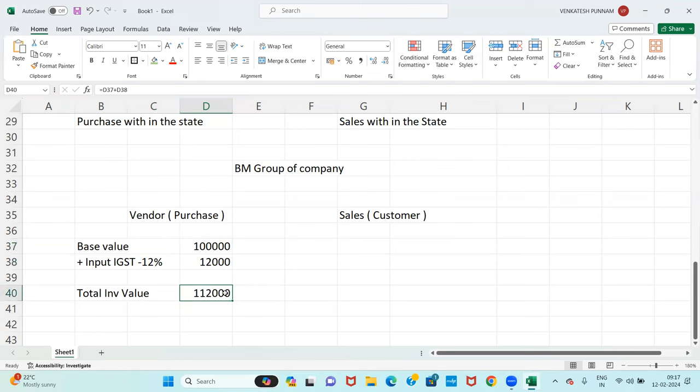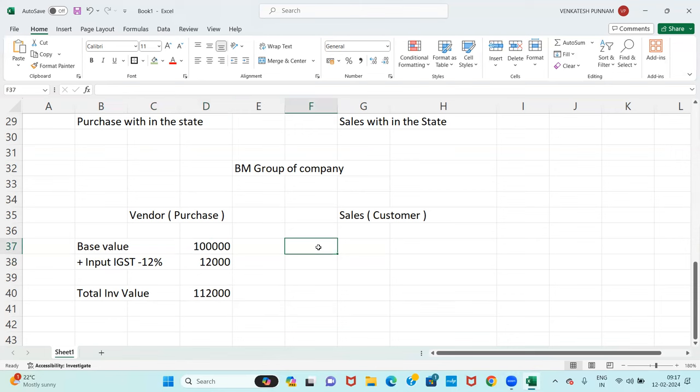So how much value do we want to pay the vendor, 1 lakh or 1 lakh 12,000? 1 lakh 12,000. So we want to pay the vendor 1 lakh 12,000. It means we are paying the tax to the vendor. My product value is 1 lakh rupees only, even so we are paying the tax to the vendor. We are paying indirect tax, named GST. So my purchasing value is 1 lakh only, but we paid tax also.